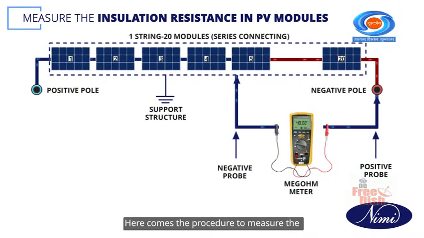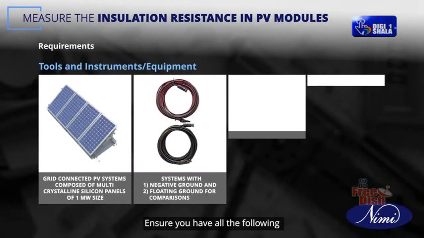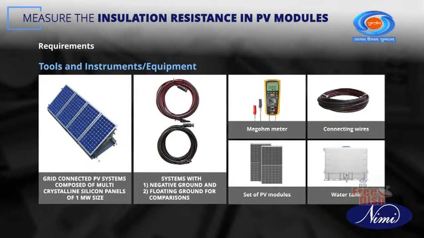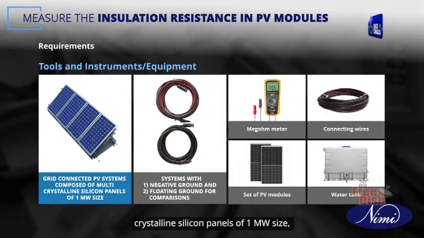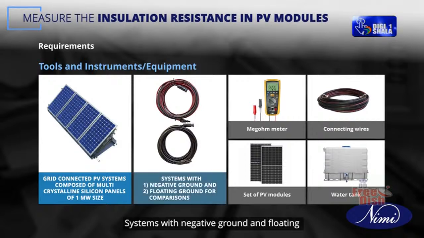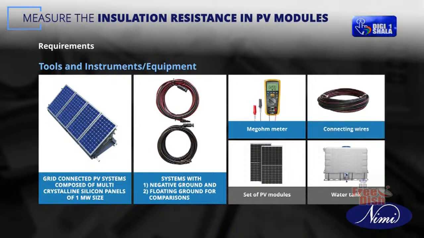Here comes the procedure to measure the insulation resistance in PV modules. Ensure you have all the following tools and equipment. Grid-connected PV systems composed of multi-crystalline silicon panels of 1 MW size. Systems with negative ground and floating ground for comparisons. Megohmmeter, connecting wires, set of PV modules and water tank.